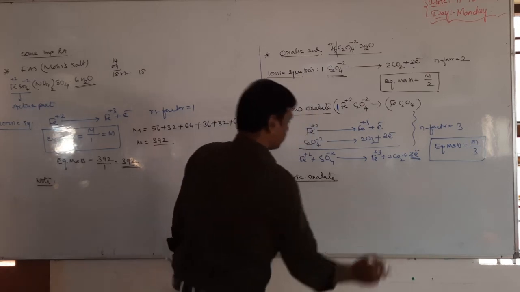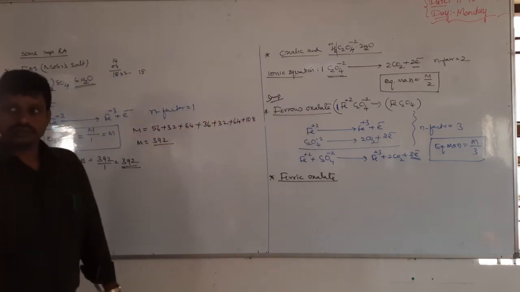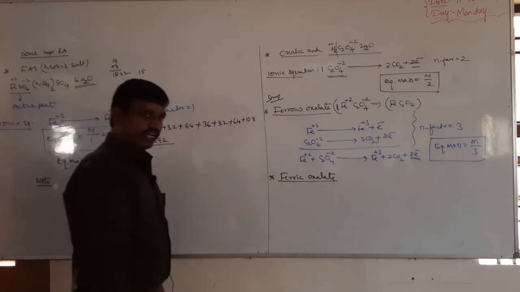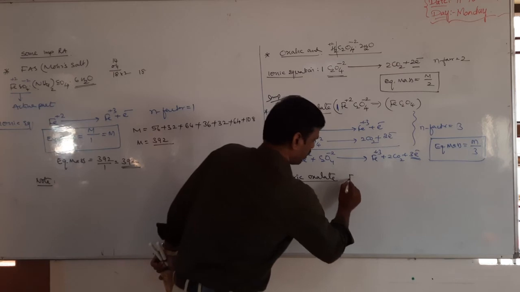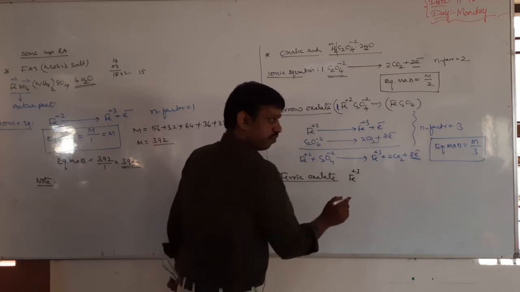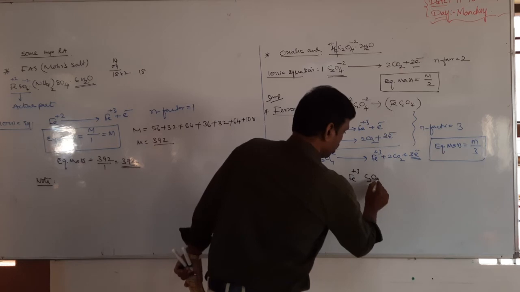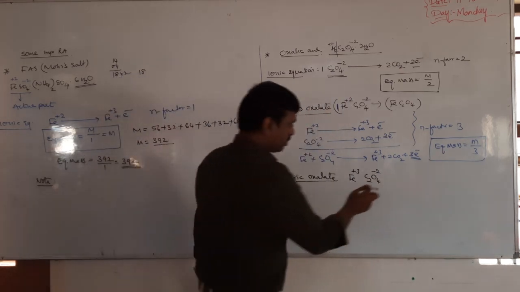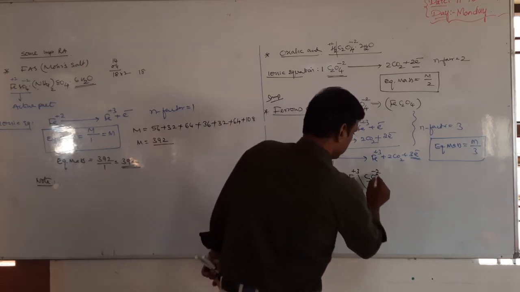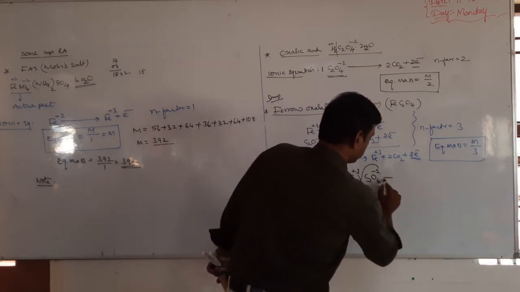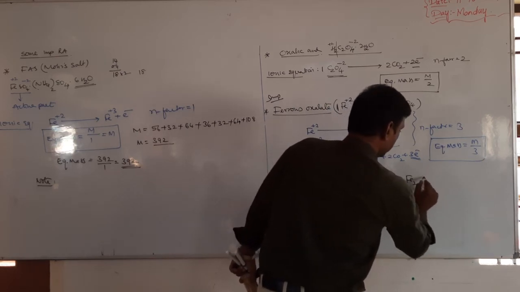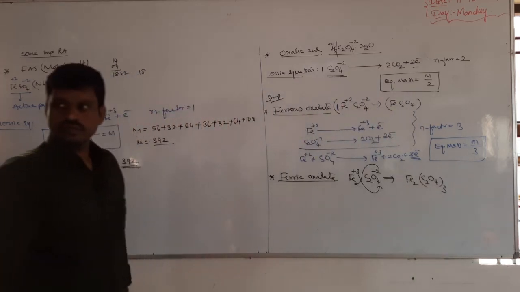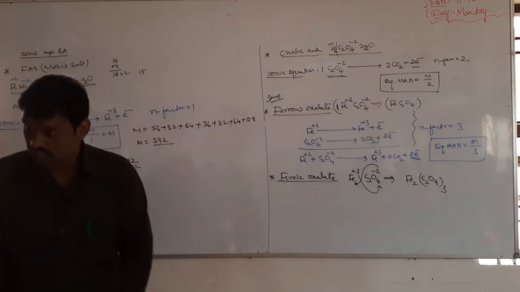Ferric oxalate. Tell me, what is the formula of ferric oxalate? You need not memorize it by heart. You take the ions ferric and C2O4 minus 2, which is oxalate. Use the crisscross method: write the 3 here, write the 2 here. It becomes Fe2 (C2O4) taken thrice. Right, it is ferric oxalate.